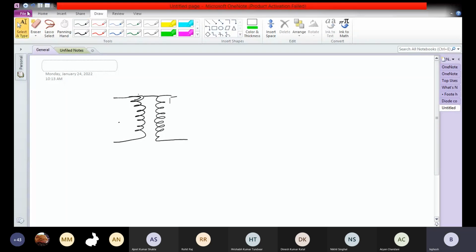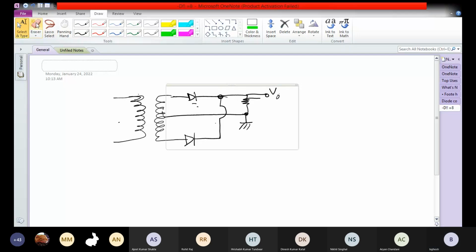So the output is taken across this. The output is taken across this. So this is V0. This is V0.